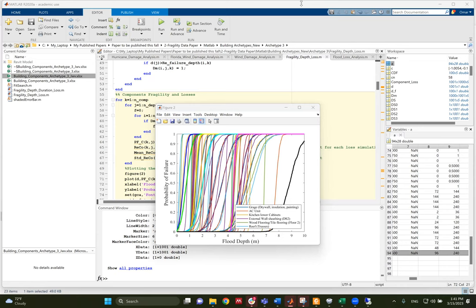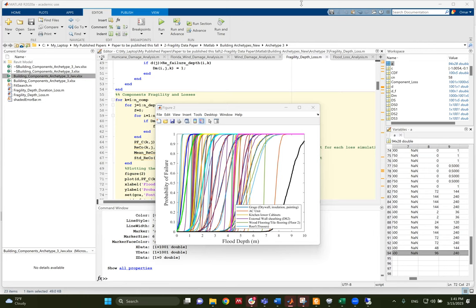So these are the 95 components, and these are the fragility curves for all the components, right? So for example, this curve, I have the probability of failure, and there's 7 meter, 8 meter, 9 meter, but actually I have 7.01, 7.02, because I have 1,000 values. And then what my lab did is just make a line with this.